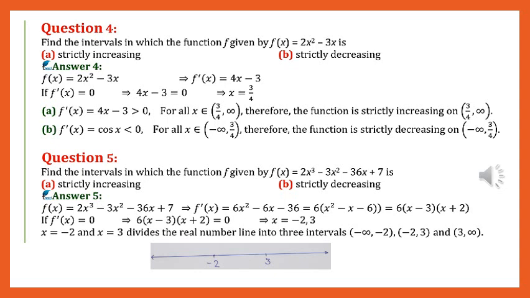Now let's solve the equation f dash x is equal to 0, because from this only we can find out critical values. At critical values or at turning values, f dash x is 0. So 6 into x minus 3 into x plus 2 equal to 0. So x is equal to negative 2, 3. Now, what are these negative 2 and 3? These negative 2 and 3 are called critical values.